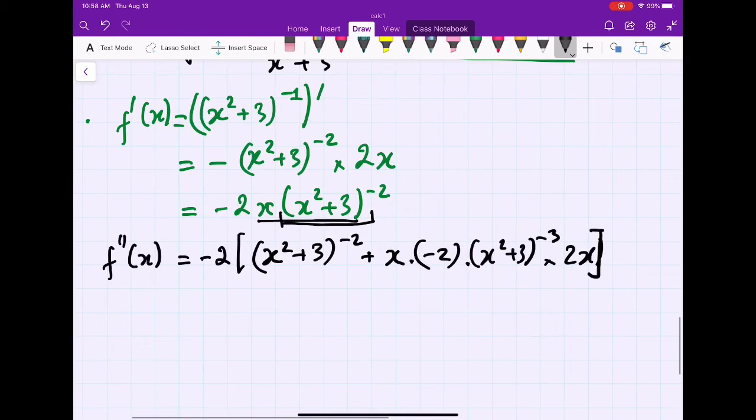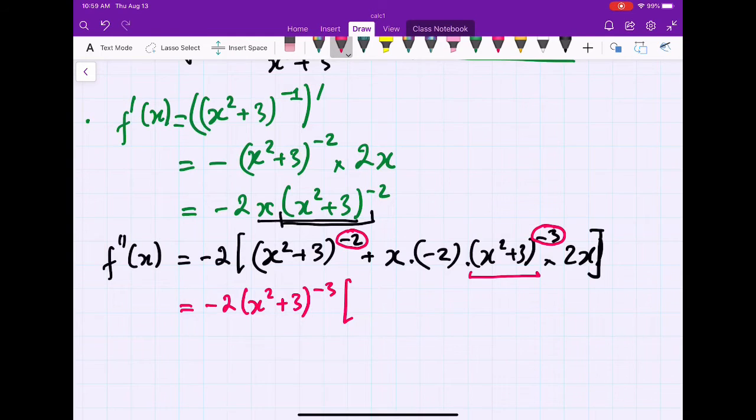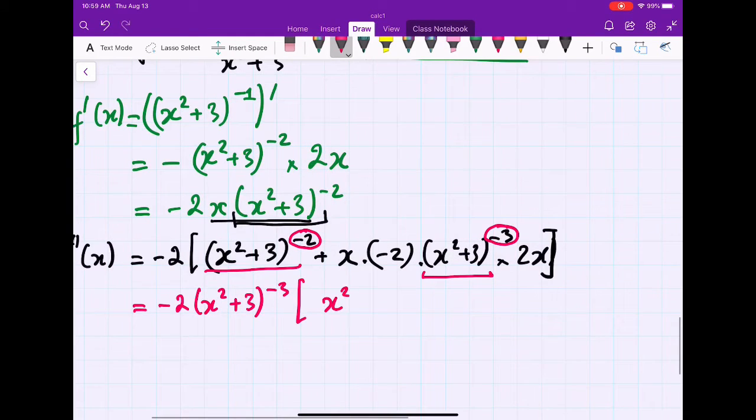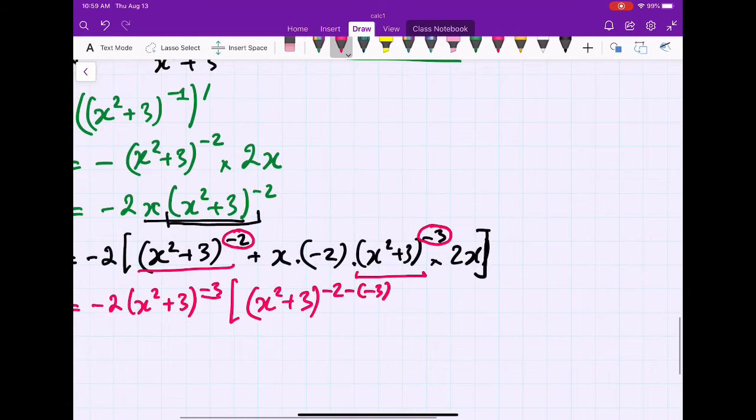Now we need to simplify this, and we did this several times. I will take this term out, because if you compare the powers, you have negative 2 and negative 3 in here, right? So I will take out negative 2, (x squared plus 3) to the negative 3. Inside, from this term, I will get (x squared plus 3) to the 1, because when we take negative 3 out, the power in here should be negative 2 minus negative 3. And here I have negative 2 times 2x, which is 4x squared.